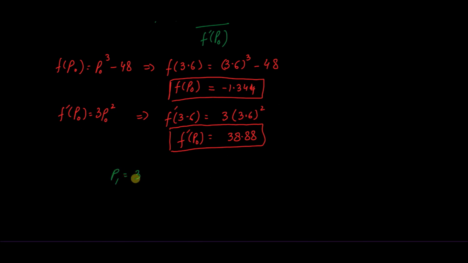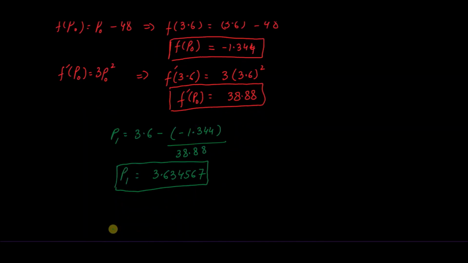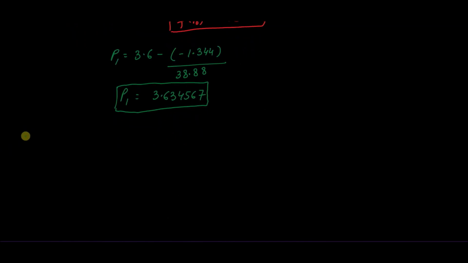So P1 is equal to 3.6 minus negative 1.344 divided by 38.88. After solving it, we will get the value of P1, 3.634567. That is our P1. Now we will move toward the second iteration.